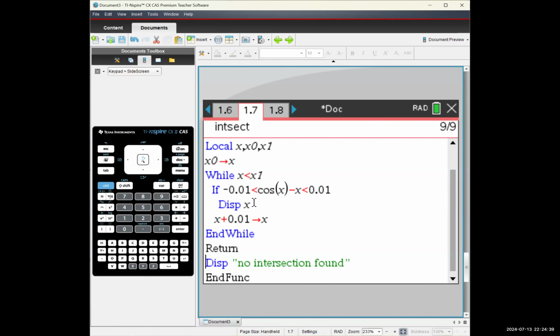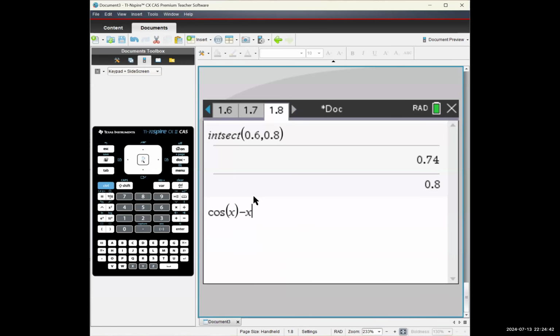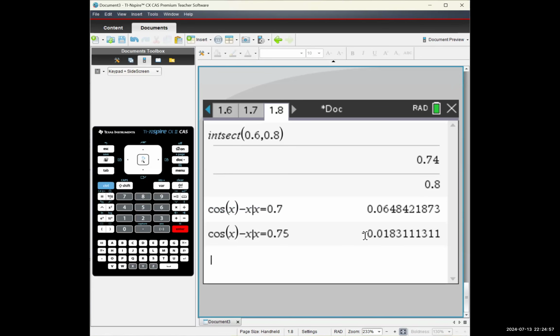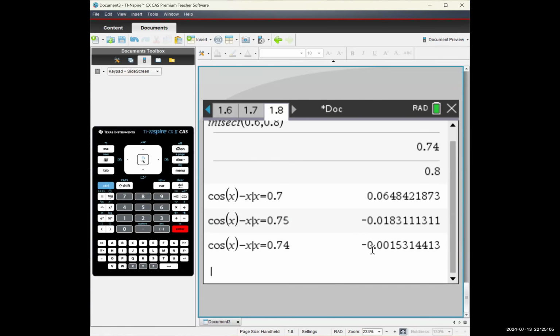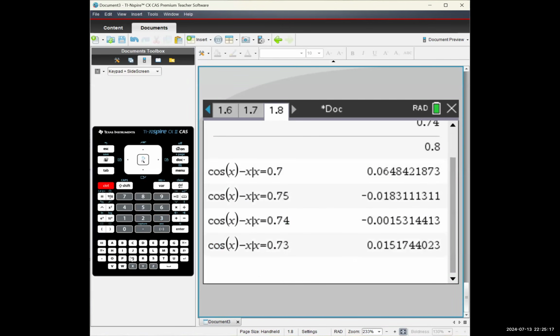domain restriction. Let's say I've got cosine x minus x given x equals to 0.7. This does not lie between plus or minus 0.01. And if you try 0.75, well, this one also goes beyond the lower limit. If you try 0.74, well, this is a good one because this value gives me the difference within 0.01 plus or minus, okay? If you try this one, it is also outside the region.